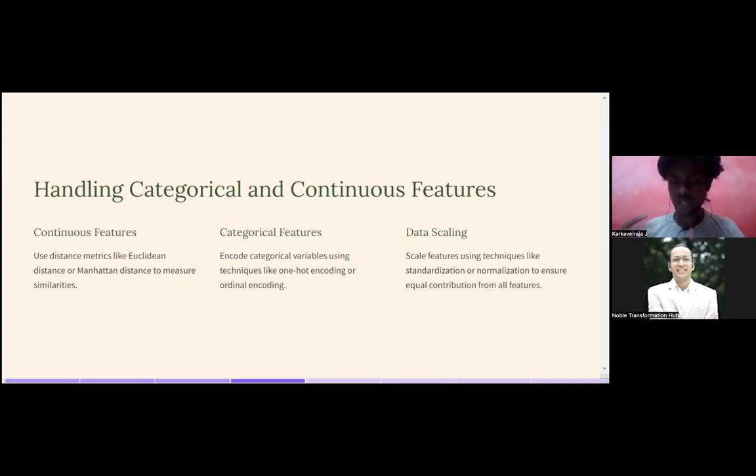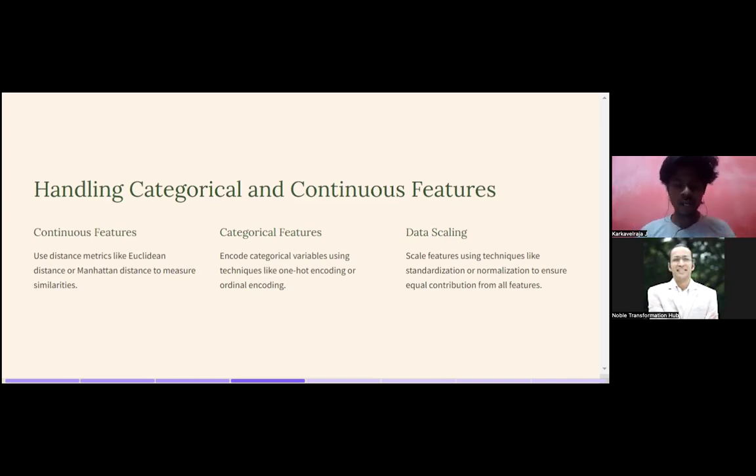Whereas when you are working with categorical features, you need to go for encoding, like one hot encoding, ordinal encoding, or nominal encoding. For data scaling, it's a technique used like standardization and normalization to ensure equal contribution from all the features. Because if the data is biased, if it is left or right skewed, then it's not going to work. So we need to somehow fix it, and for that we are using something called data scaling here.